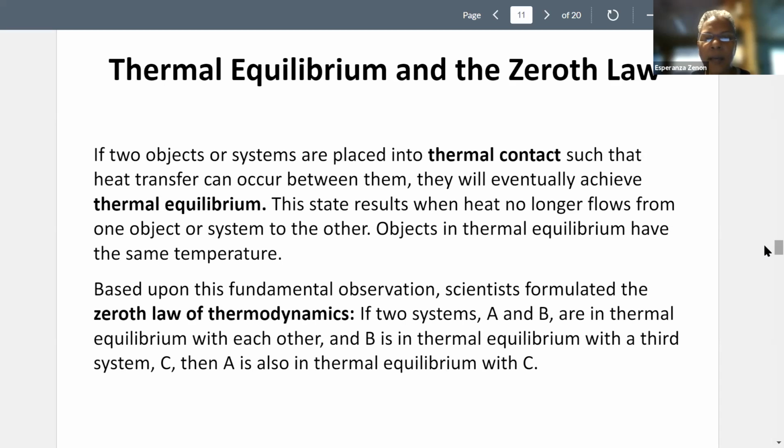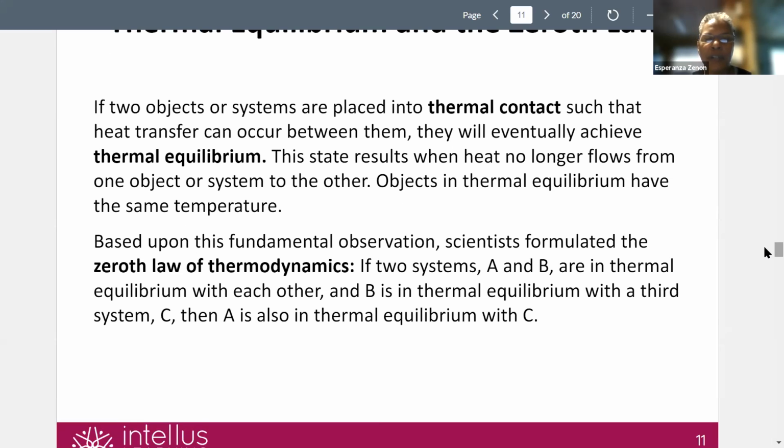Okay, so these objects that are in thermal equilibrium have the same temperature, and that is the crux of the zeroth law of thermodynamics. Things at the same temperature, things that are in thermal equilibrium, will not create any heat transfer, right? Or will not have any heat being transferred between them. So they stated it formally in terms of two systems, A and B, okay, and this other system, C.